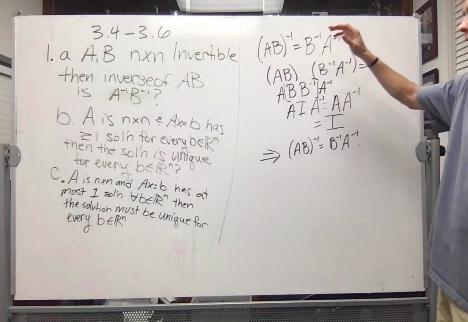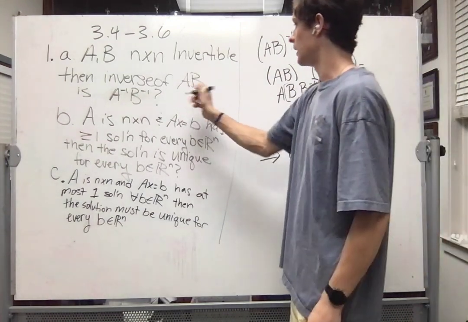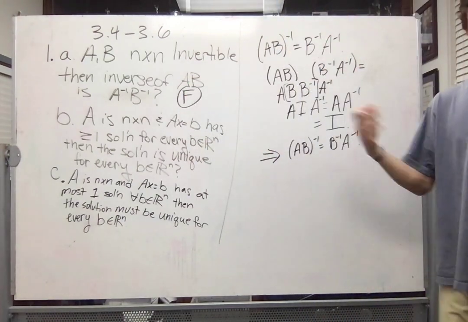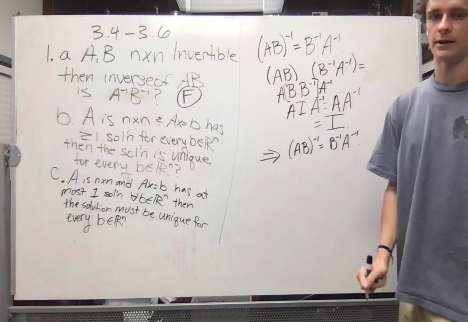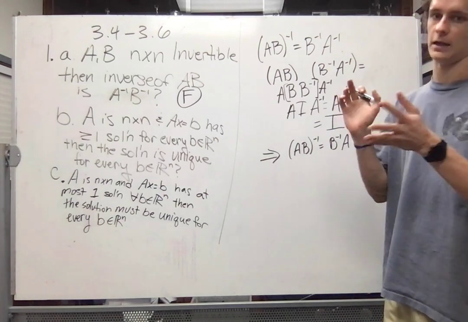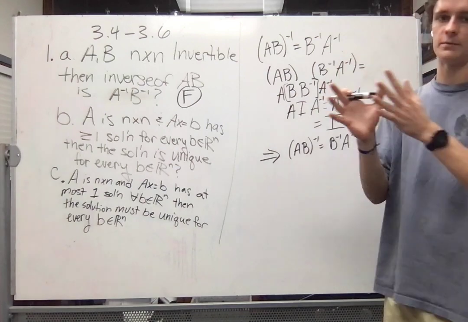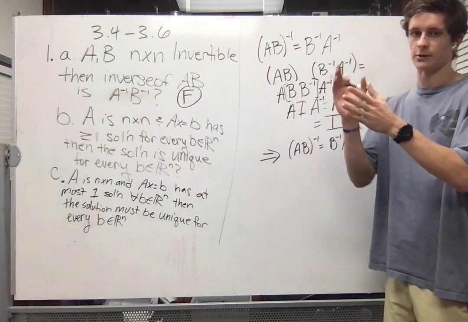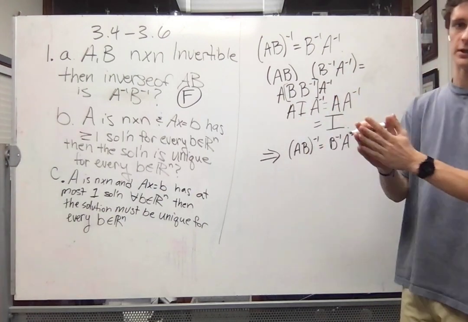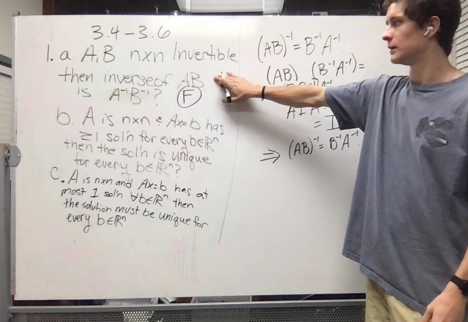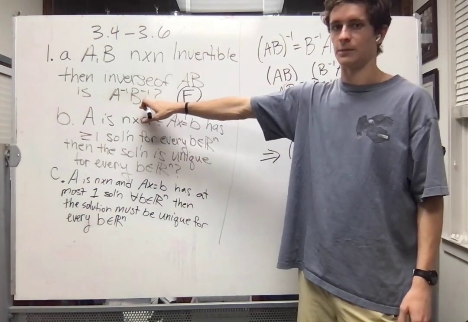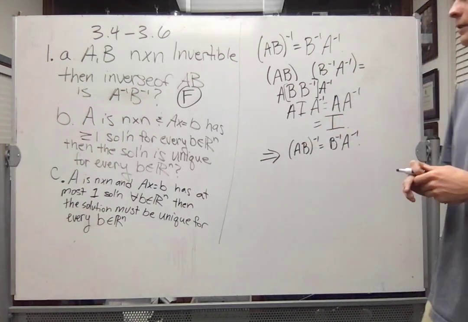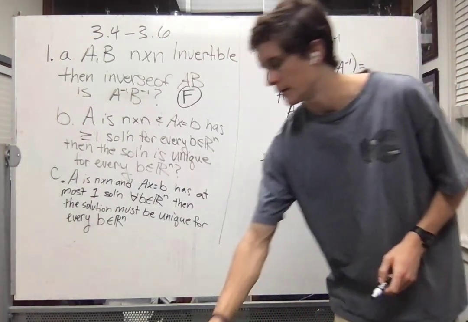So using this, we're going to say that this is probably false. It's definitely false. I would encourage you, on your own time, to find a counterexample where you have A and B, multiply them together to get the matrix AB, and then take A inverse and B inverse and multiply them together. You probably won't get the identity matrix. So this is false. All right, so now for B.